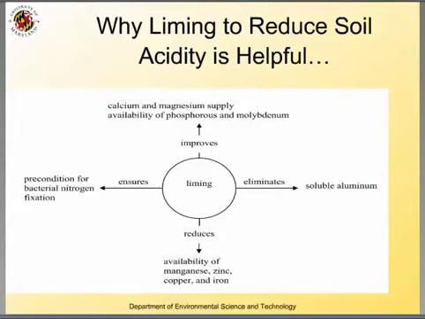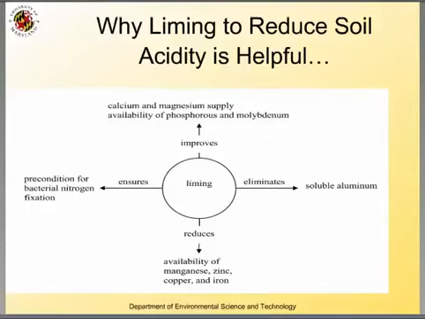It will reduce the availability of manganese, zinc, copper, and iron. Remember, manganese and iron in particular can reach phytotoxic levels. You don't want that. You want enough, but you don't want too much. So you do want to reduce that a bit. It ensures the precondition for bacterial nitrogen fixation. Okay, so your soybeans or your alfalfa can grow well. It maintains an adequate supply of calcium and magnesium. Remember, they got leached away when the soil became more and more acidic.